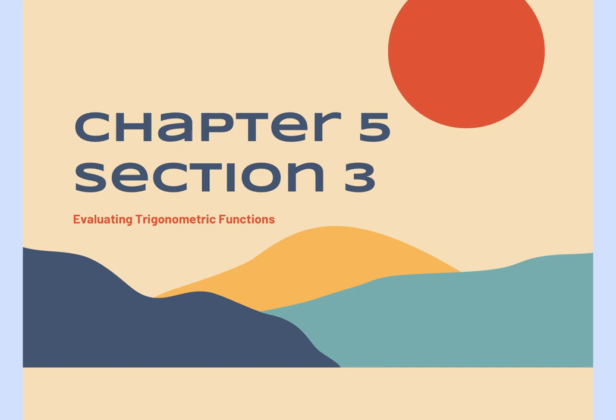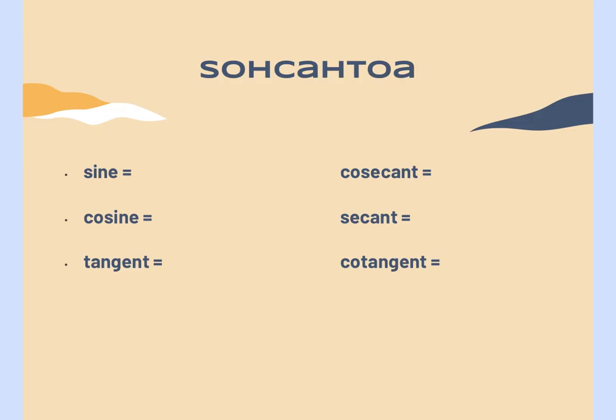So 5.3 is called evaluating trig functions. Some of it is the same. We're going to learn how to find the sine, the cosine, the tangent of special angles outside the quadrant angles. In the last couple of sections, if I gave you the sine of 90 degrees, you could find it because it's a quadrant angle, or 180 or 270. But now we're going to find them of other angles that are all tied to special right triangles.